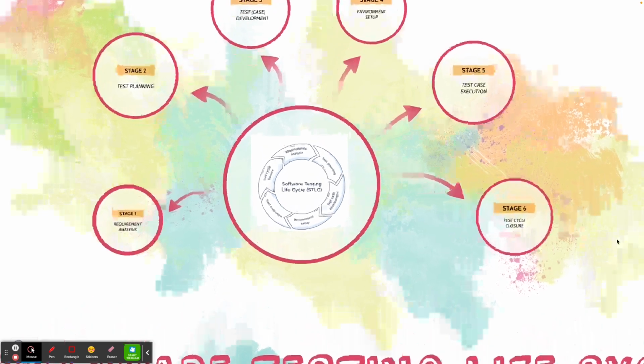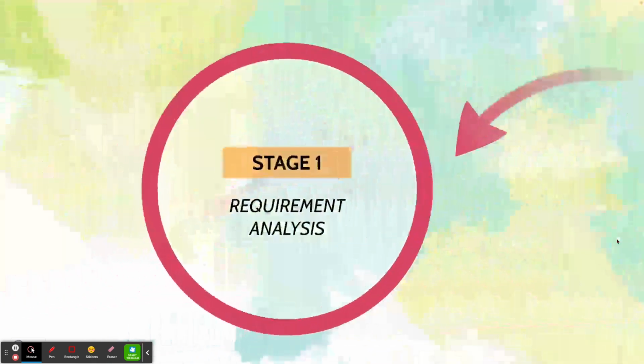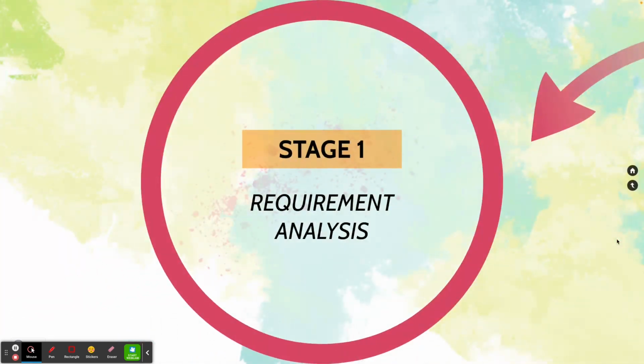So first of all, let's have a look at the diagram. As you can see on the screen, it shows the steps or the stages one by one, and it starts from requirement analysis and then goes to test planning and all the way to test cycle closure, right? This is the basic step by step short diagram of the complete process. Now, of course, we will understand the steps or the stages one by one.